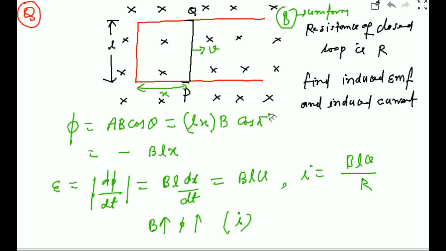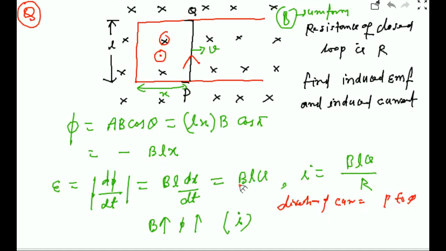So in P and Q, the direction of current will be P to Q. You can see inside, the magnetic field due to the induced current will be outward, so that it opposes the initial direction of the magnetic field. You can also write here the direction of current in the loop, that is P to Q.